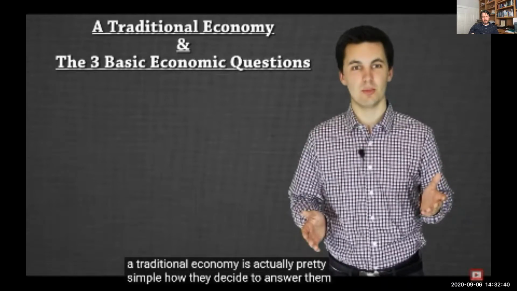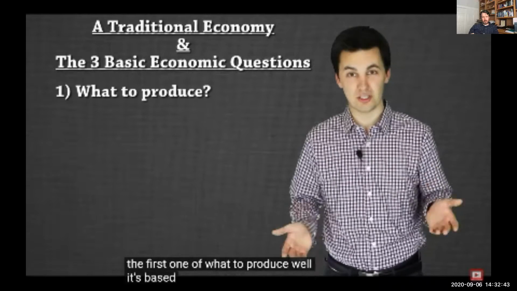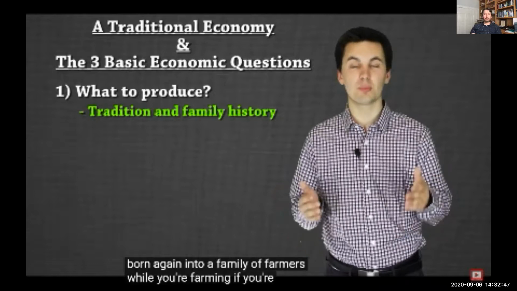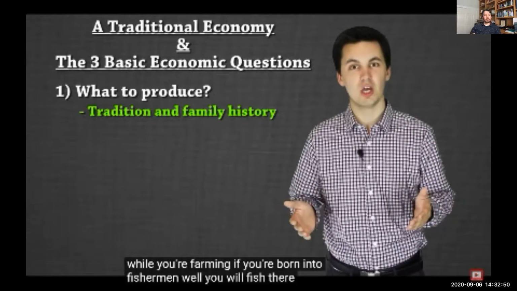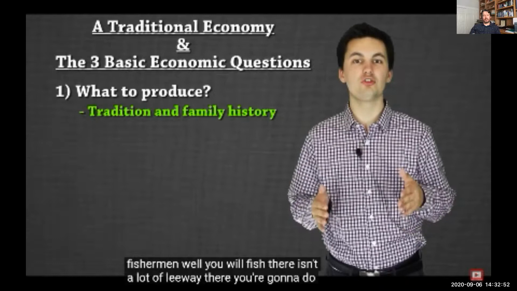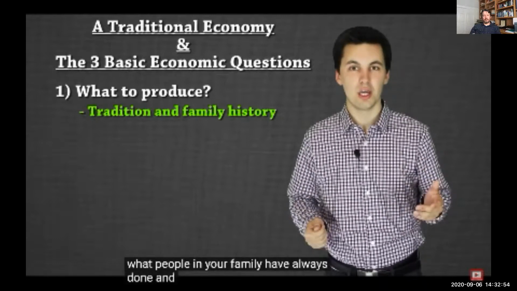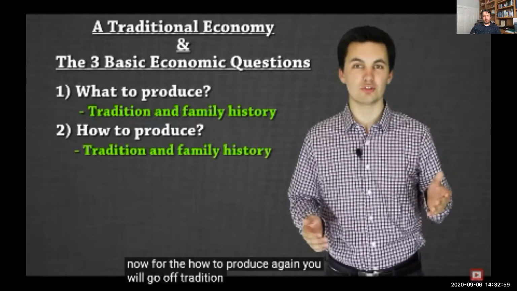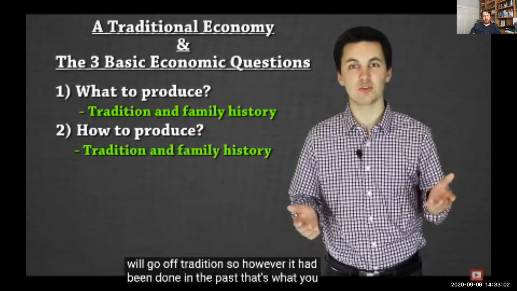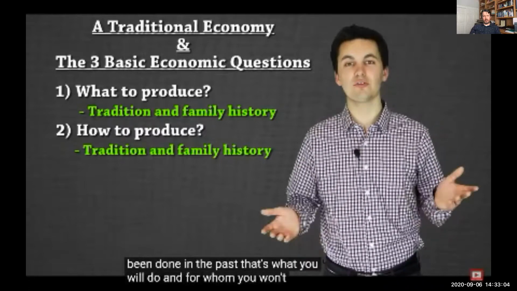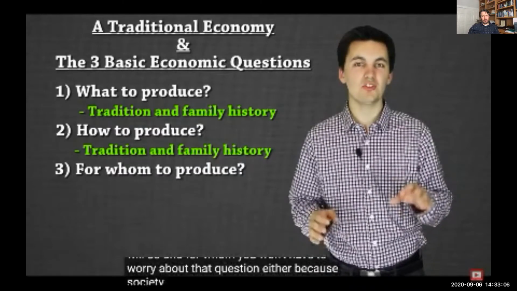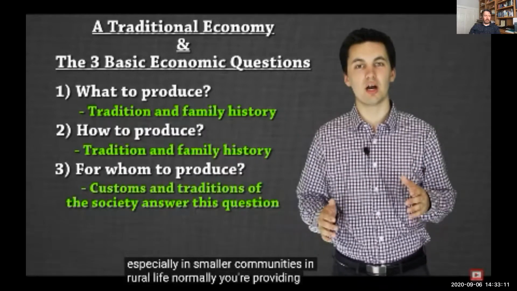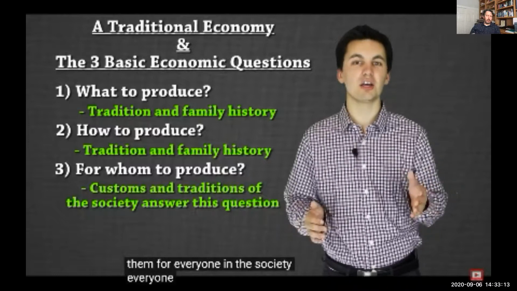The first one, what to produce, well, it's based on tradition. So if you're born again into a family of farmers, well, you're farming. If you're born into fishermen, well, you will fish. There isn't a lot of leeway there. You're going to do what people in your family have always done. And that solves the what to produce. Now, for the how to produce, again, you will go off tradition. So however it had been done in the past, that's what you will do. And for whom, you won't have to worry about that question either because society has already determined. Especially in smaller communities and rural life, normally you're providing then for everyone in the society. Everyone has a specific task.